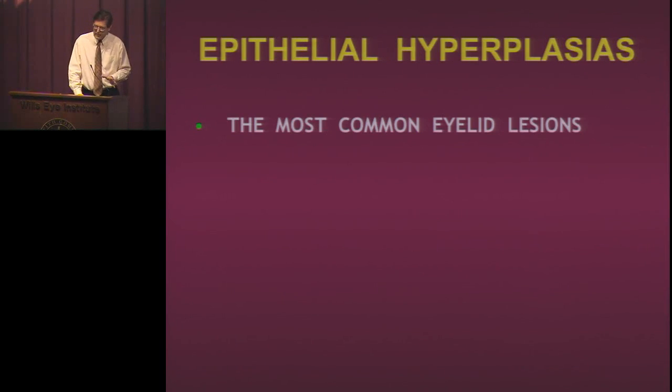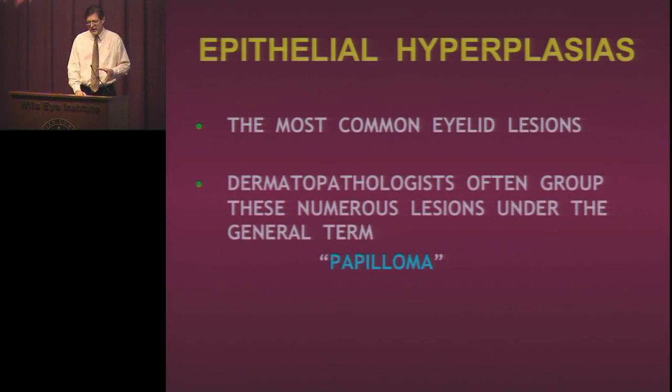So epithelial hyperplasias are the most common eyelid lesions. And since there are so many terms, there's like 20, 30 terms you can see in your book of what they're called, many dermatopathologists who want to be simple just say, we're going to call all these papillomas.